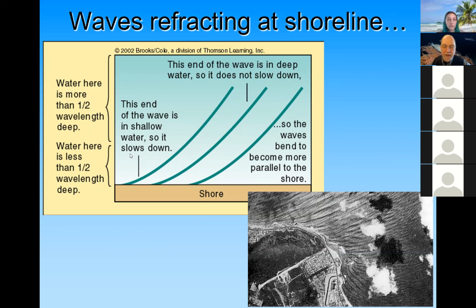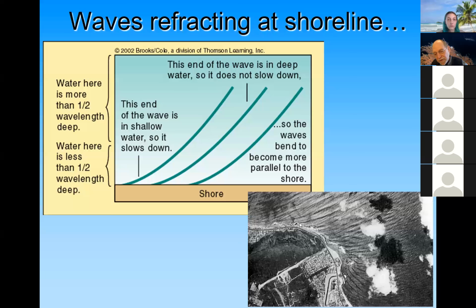But as the waves approach the shore and get into shallower and shallower water, they're increasingly slowed by the friction of the bottom. So the waves bend and they become more parallel to the shoreline. That makes sense. These waves are traveling at an acute angle to the shoreline, and as you get into shallower and shallower water, those waves are refracted. They change in speed and period, and because they're slowing down, they begin to flow more or less parallel to the shoreline.